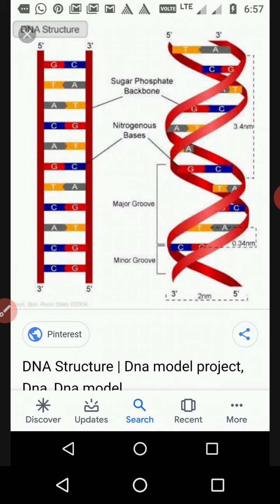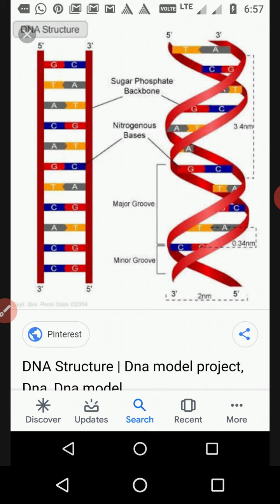And what is the cause of mutation? Any changes in the DNA structure of genetic material. Clear? If any changes are there, that will be the cause of mutation, or of a new character in the new progeny. Now we are going to study the types of mutation.